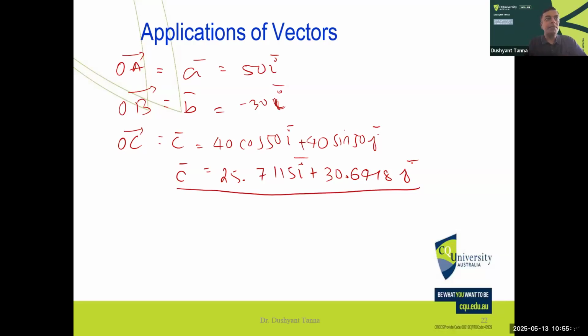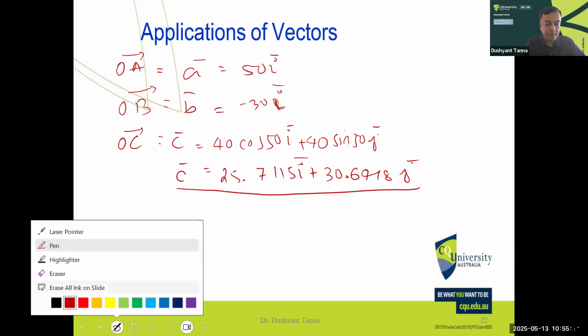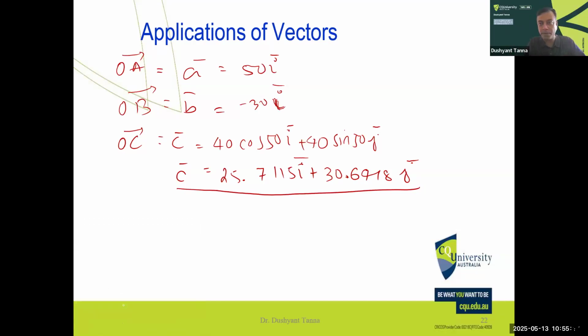Right. If you wanted to draw a simple, nice figure, like a triangle figure, that makes sense. Let me pick up the green one.